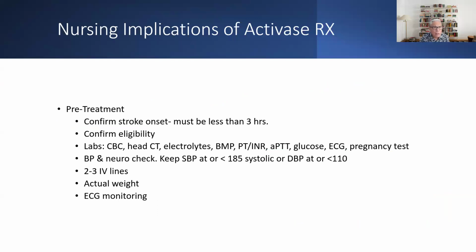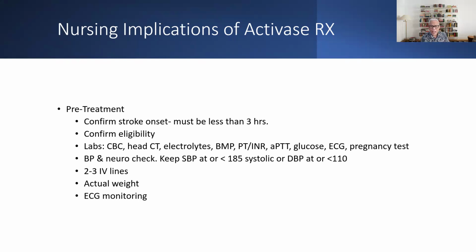So there are several nursing interventions before you give TPA or alteplase or Activase. The first thing is, of course, before treatment, the stroke onset must be confirmed. It must be less than 3 hours before the drug administration. And then, of course, we want to make sure that we confirm the patient's eligibility, which we had already discussed earlier. And you need to draw CBCs.